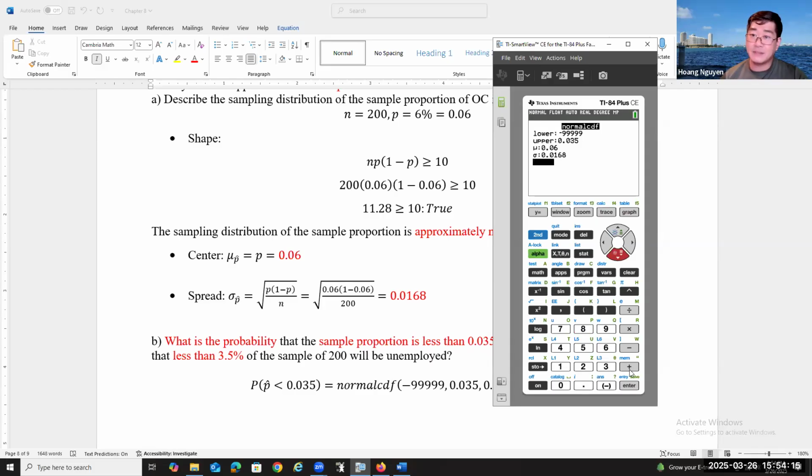We go down to Paste. So double check all of the input that we have so far, everyone: the lower bound, the upper bound, the mean, and the standard deviation. Okay, double check one more time before we hit the enter key to get the answer.